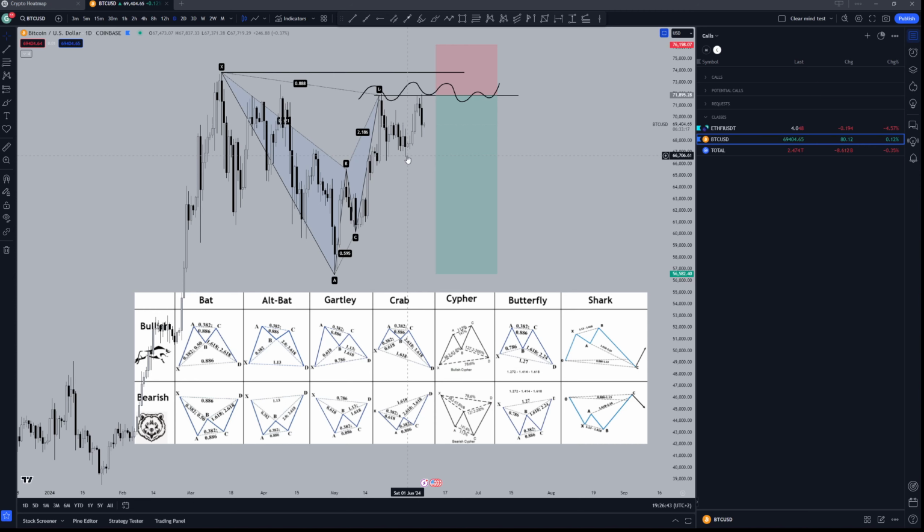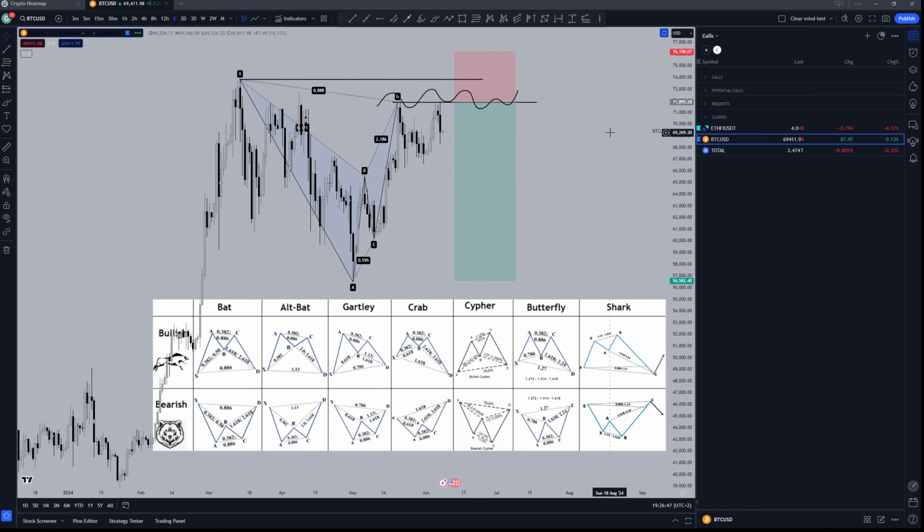They work on all assets. Yes, they do. They work on forex, they work on stocks, etc. They're actually most of the development for them was done on the stock market. They work on gold, silver, etc.